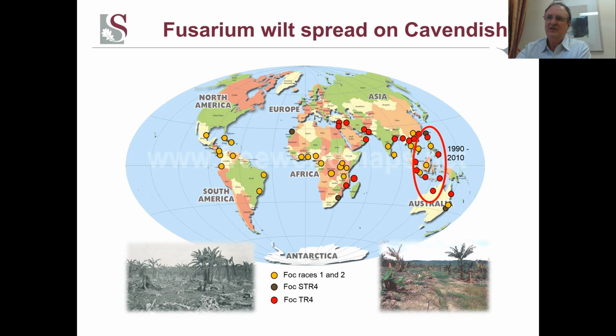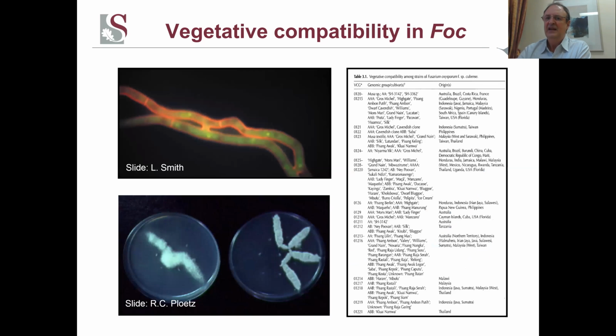Fusarium tropical race 4, TR4, then became the real severe threat to banana production globally. It was first found in Asia, then spread to the Middle East and Africa, spread further in Asia, and is now also found in Latin America, as we all know.